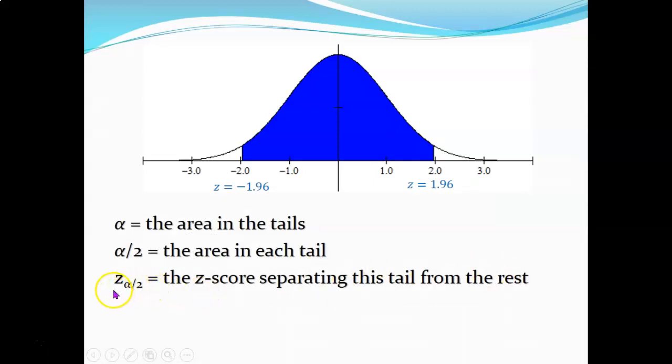And the reason we call this z sub alpha over 2 is that that Greek letter alpha stands for the area, the total area in the tails, which in this case would be 5% or 0.05. So the alpha divided by 2 would be the area in each one of the tails. In this example, that would be 2.5% or 0.025. And then the z sub alpha over 2 would be the z-score that separates the tail from the rest, the part in the middle.